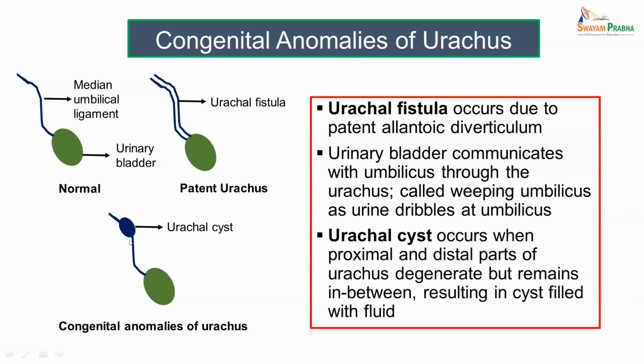Here is another congenital anomaly of urachus where the proximal and distal parts of urachus are degenerated, but the part of urachus in between remains patent and is filled with fluid. This is called urachal cyst.